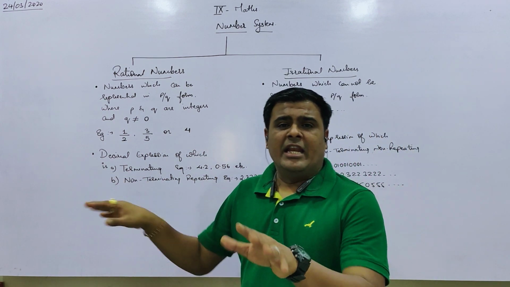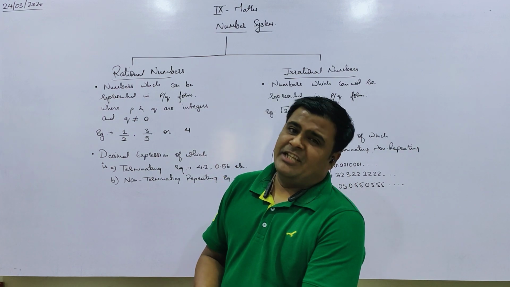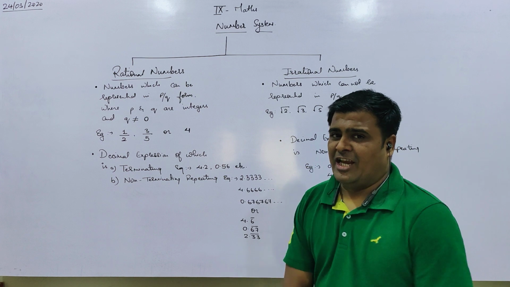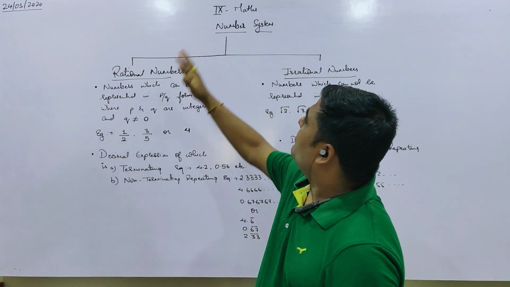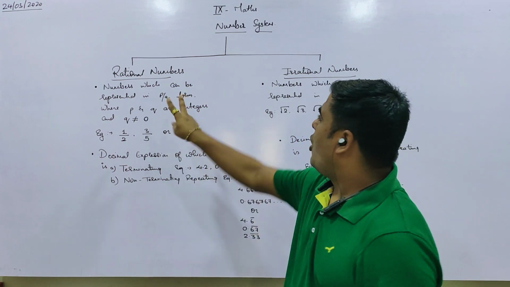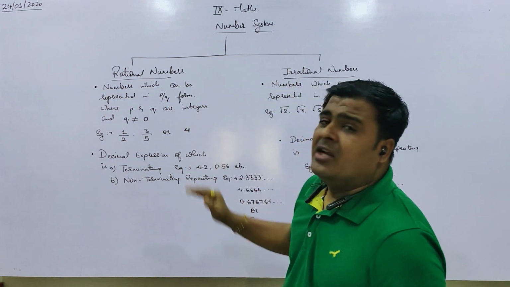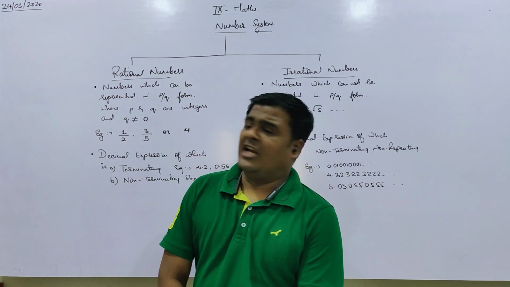So in class 9, chapter 1, number system, we have the concept of rational numbers and irrational numbers. The main number system is divided into two broad categories: first is rational numbers and second is irrational numbers. Let us see what the meaning of a rational number is.